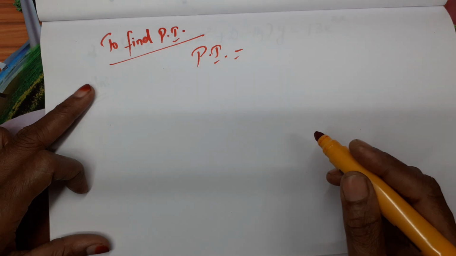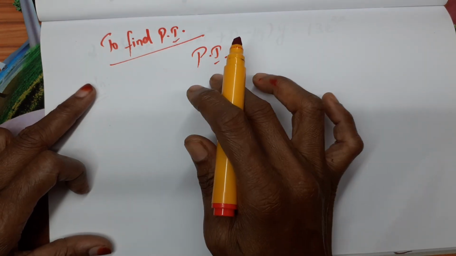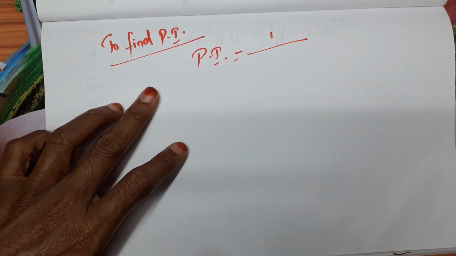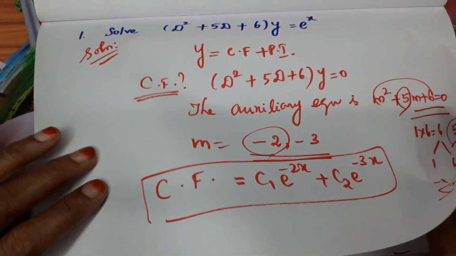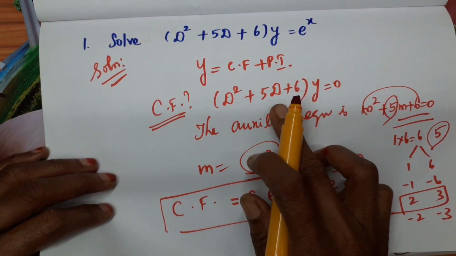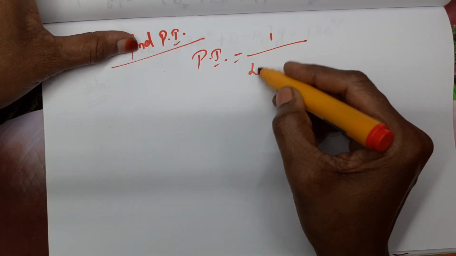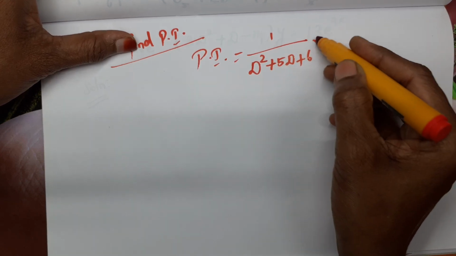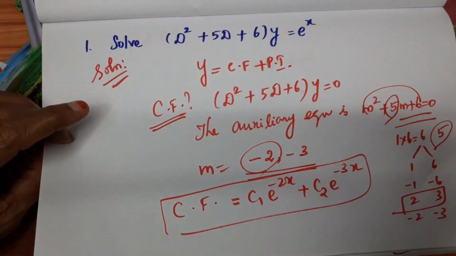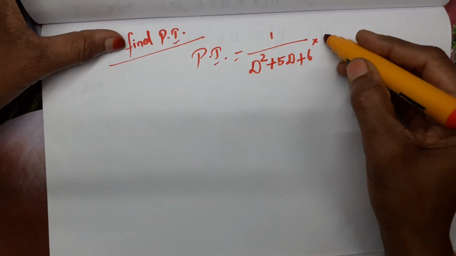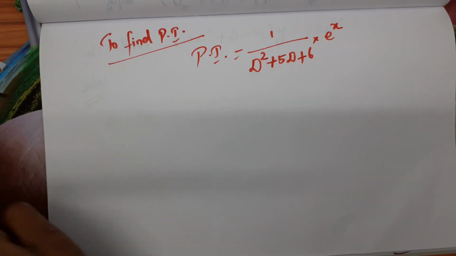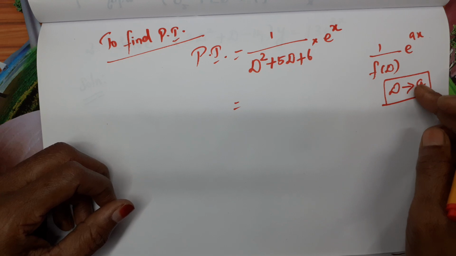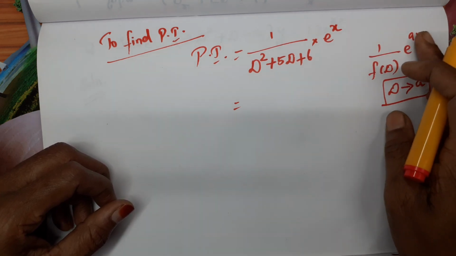Next we are going to calculate the particular integral. For calculating the particular integral, we have to take the inverse, 1 by the given f of D, that is the term D^2 plus 5D plus 6, in the denominator, into q of x. What is our q of x? The right side value, that is e^(ax). This is the procedure for finding the particular integral if q of x is e^(ax).